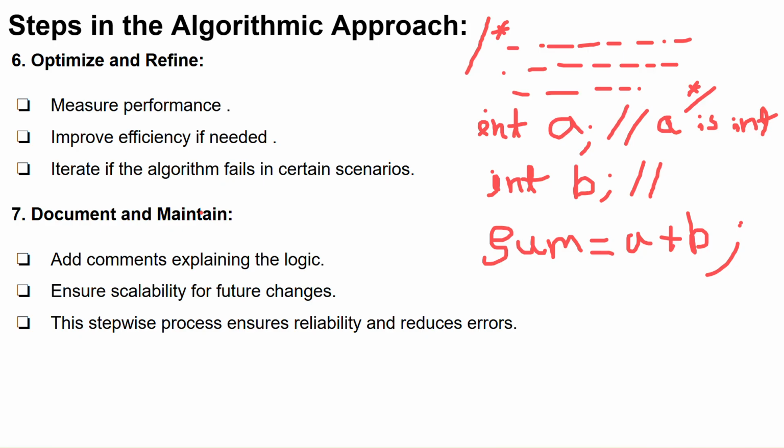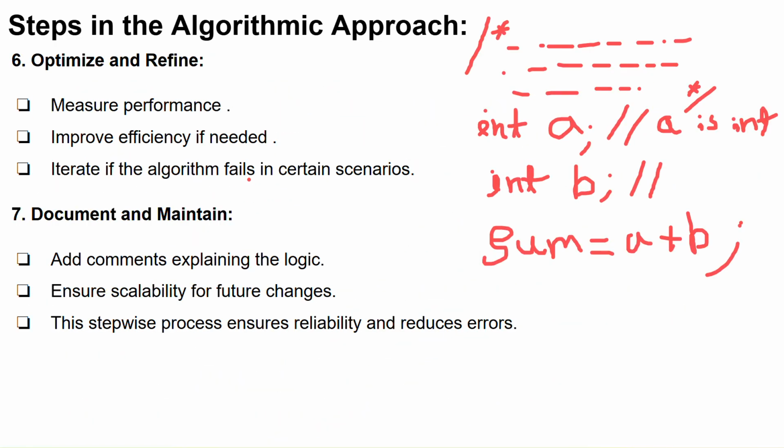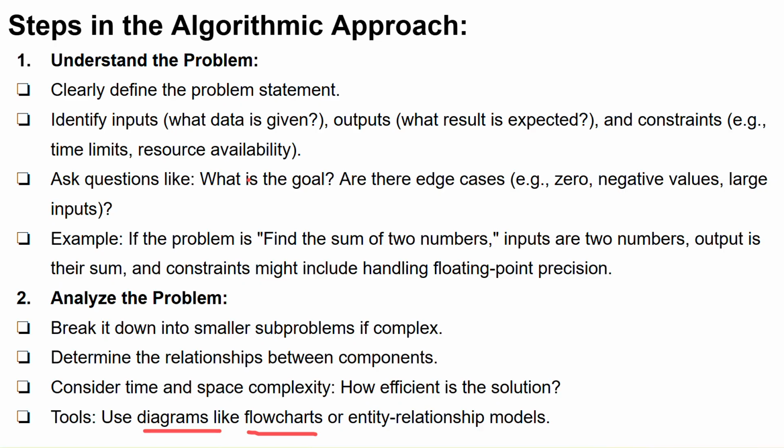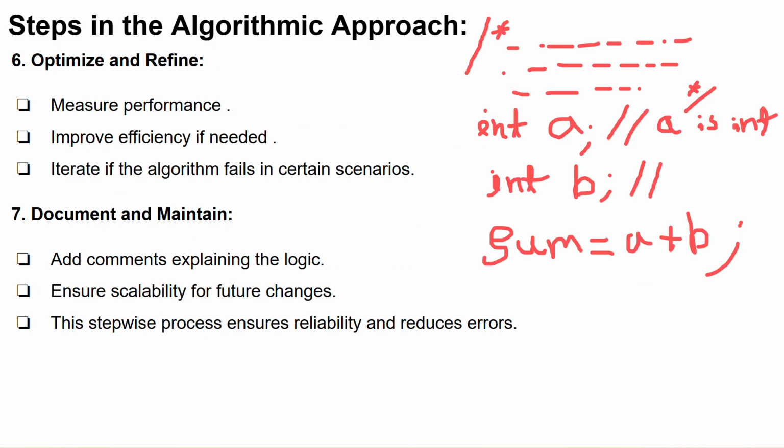So we have seen the algorithmic approach. There are 7 steps. First, understanding the problem. Second, analyze the problem. Third, design the algorithm. Fourth, implement the algorithm. Fifth, test and verify. Sixth, optimize and refine. Seventh, document and maintain. So these are the 7 steps in the algorithmic approach for solving any large or complex problem.